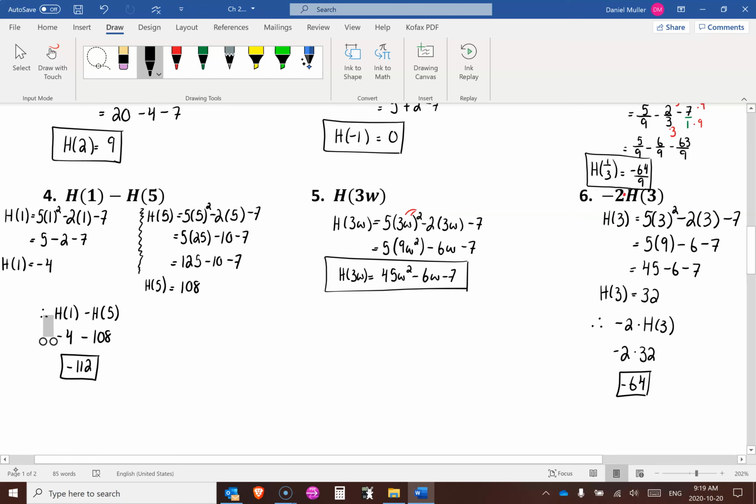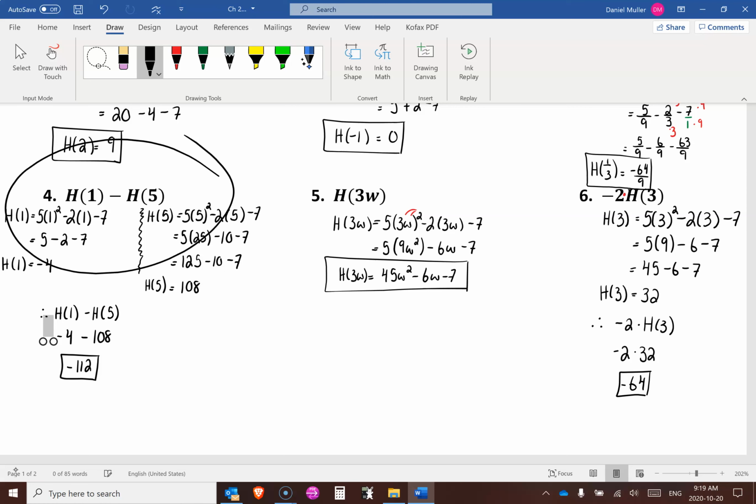And that's it for function notation. That's where we have an input, we calculate it, and it spits out an output. And sometimes we have to multiply, like we did here, multiply that output times -2. Sometimes you have to subtract 2 different outputs, but it's relatively straightforward, and there's a worksheet that can go along with this.